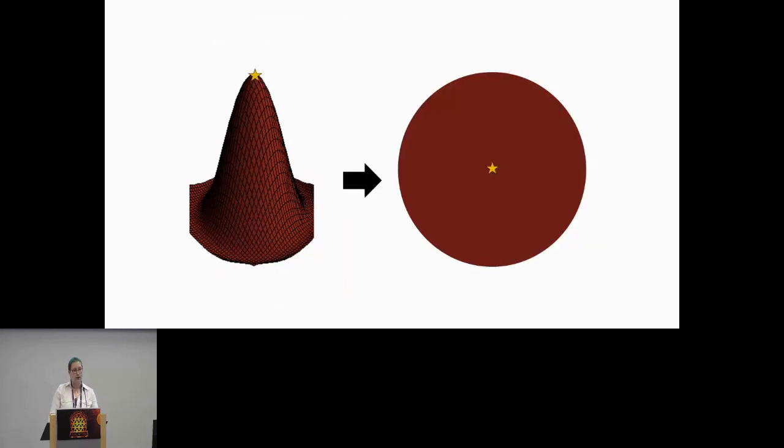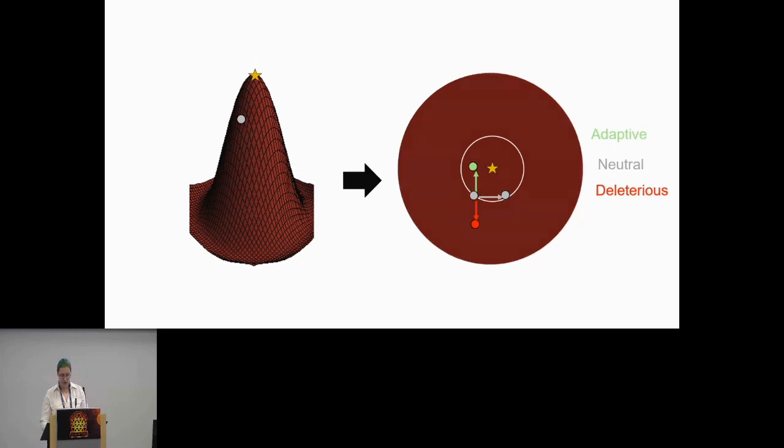So looking at a flattened landscape, this is the same landscape where the star represents the peak, just a flattened view of it. If we pick a random point on the landscape, a mutation can have three effects. It can move you further up the peak, thus being adaptive. It can be neutral, which is represented by a circle around the peak. It doesn't actually change your elevation. Or it can be deleterious, where it moves you further away from the peak.